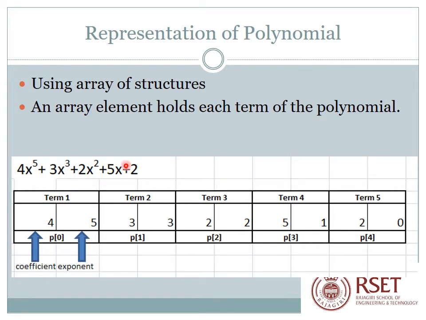Similarly, term 2 is placed in the second array element position. The second array element is also a structure that can hold two members: the first one is the coefficient and the second one is the exponent. Similarly, the third coefficient, third exponent, and so on. So basically, you make use of an array of structure to represent a polynomial.